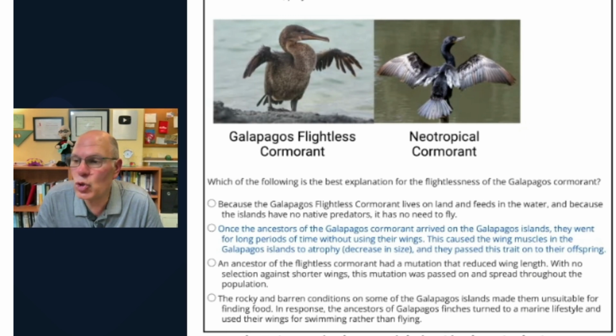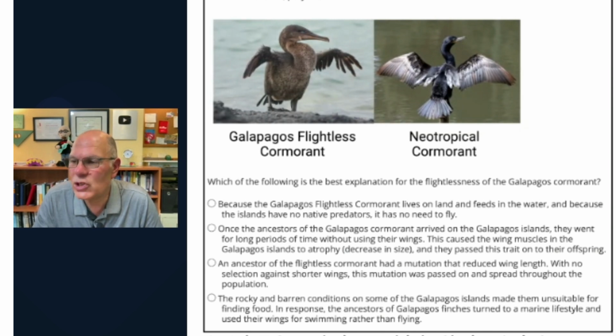Here's another choice. Choice two, once the ancestors of the Galapagos cormorants arrived on the Galapagos Islands, they went for long periods of time without using their wings. This caused the wing muscles to atrophy, decrease in size, and they passed this trait on to their offspring. What do you think of that?